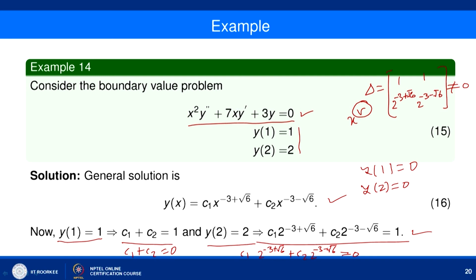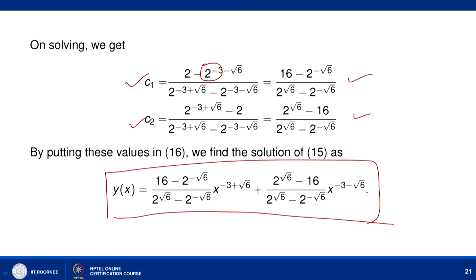So, since the homogeneous boundary value problem has only the trivial solution, the non-homogeneous boundary value problem has a unique solution, and we have not only proved that it has a unique solution, but we have also found the unique solution here. With this we conclude our lecture. In the next class we will continue our study of boundary value problems. Thank you for listening to us. Thank you.